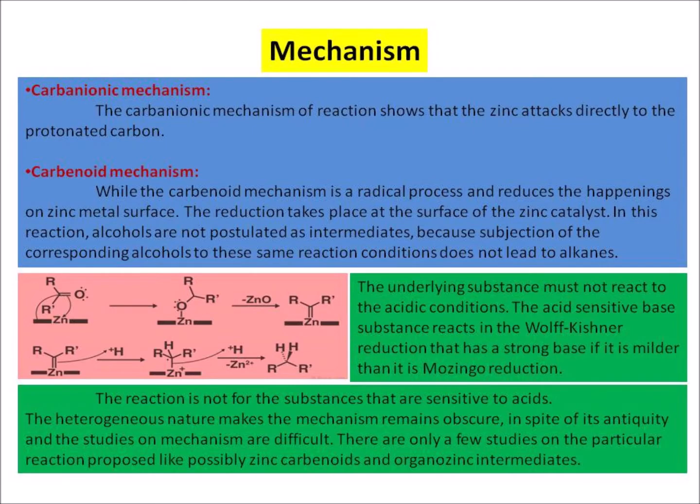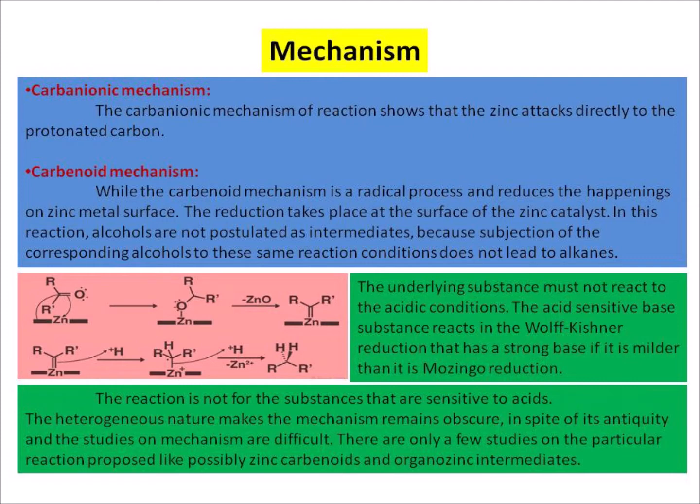Here there are two mechanisms. One is the carbanionic mechanism. The carbanionic mechanism shows that the zinc attacks directly the protonated carbon. And the second one is the carbenoid mechanism. While the carbenoid mechanism is a radical process and the reduction happens on the zinc metal surface, the reduction takes place at the surface of the zinc catalyst.